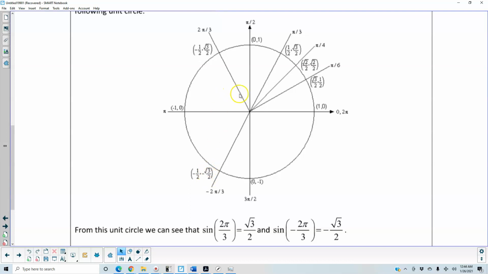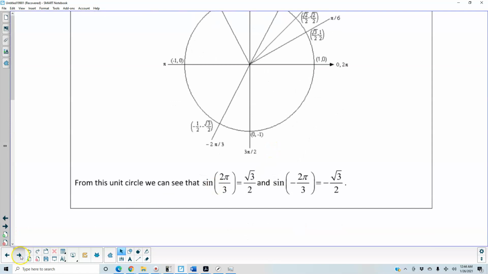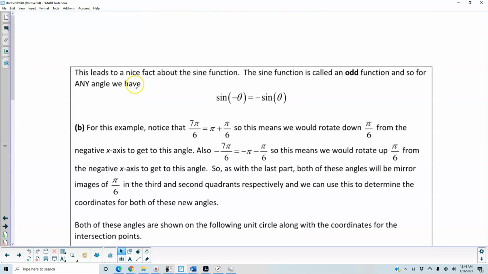And remember that in the first quadrant, both x and y are positive. In the second quadrant, x is negative, y is positive. In the third quadrant, they're both negative. In the fourth quadrant, y is negative and x is positive. This leads to a nice fact about the sine function. The sine function is called an odd function, and so for any angle we have, the sine of negative theta is equal to negative sine of theta.